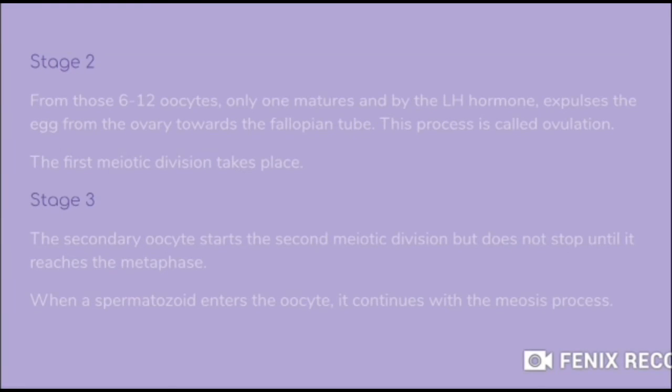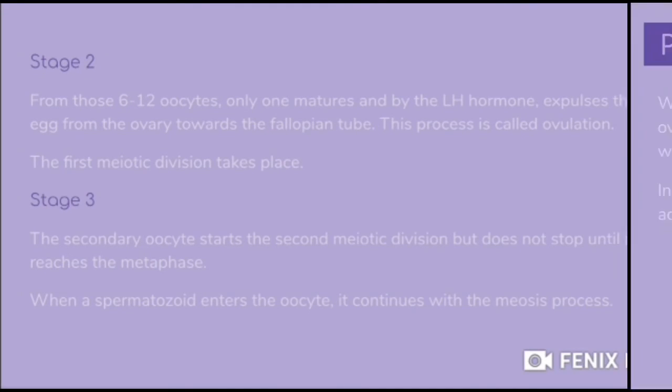From those 6 to 12 oocytes, only one matures, and the LH hormone expels the egg from the ovary toward the fallopian tubes. This process is called ovulation. The first meiotic division takes place. Stage 3. The secondary oocyte starts the second meiotic division but does not stop until it reaches the metaphase. When a spermatozoid enters the oocyte, it continues with the meiosis process.